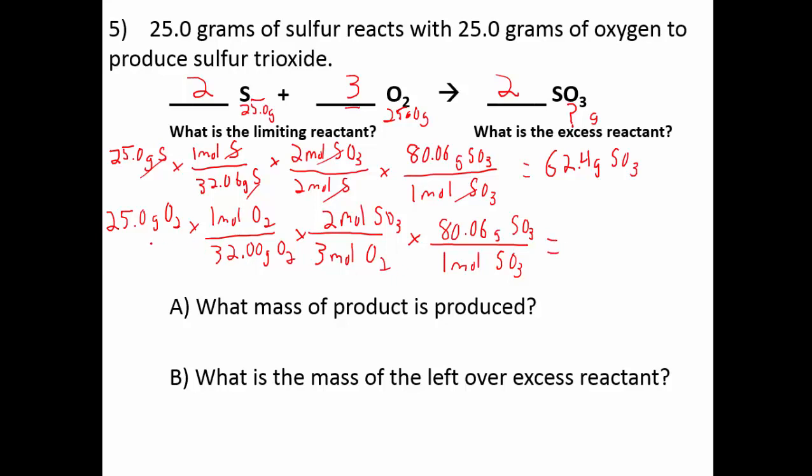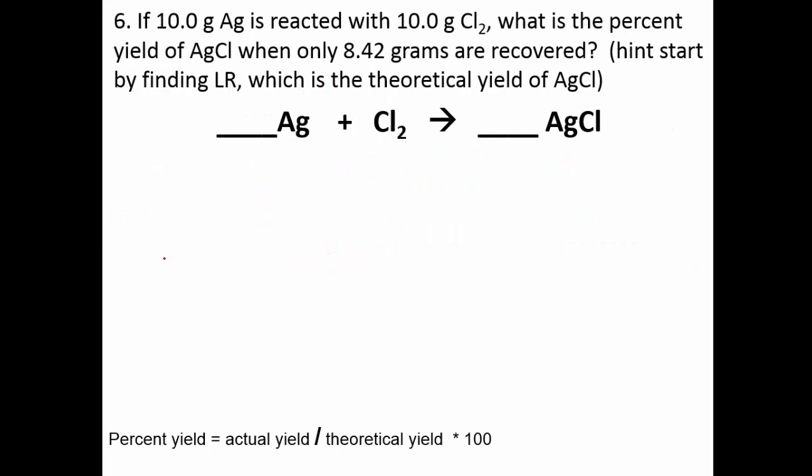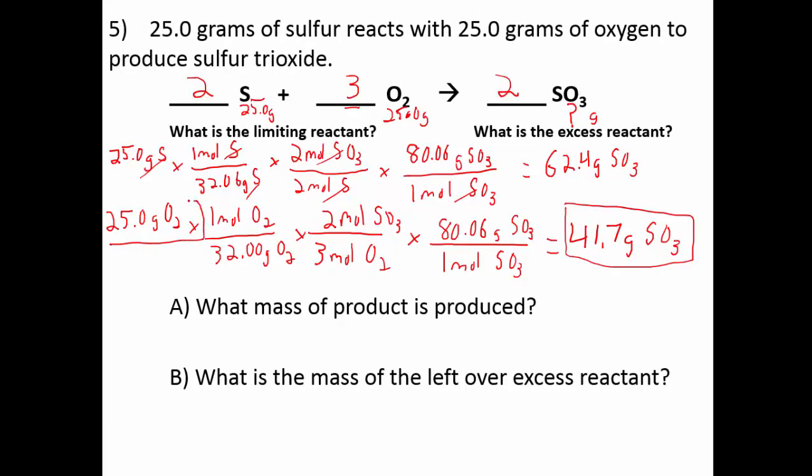Numbers on top are going to multiply, numbers on bottom we divide, and in the end we get about 41.7 grams of sulfur trioxide. Now thinking back, like in the cookie lab, whichever makes a smaller amount is going to be our limiting reactant. In this case, the smaller amount, the 40.07 grams, so our oxygen is our limiting reactant.